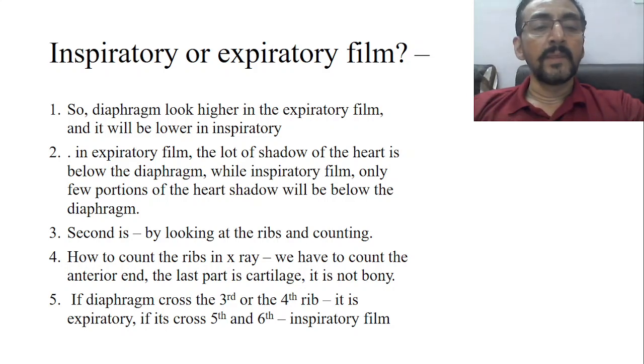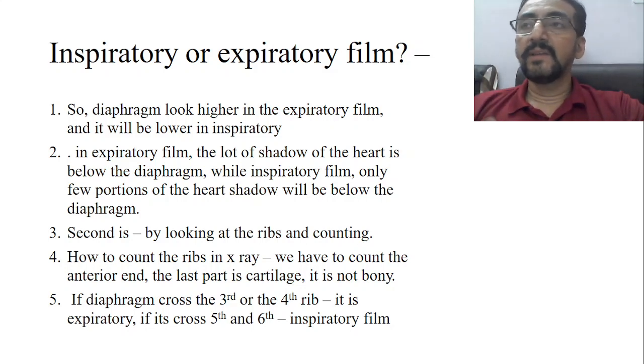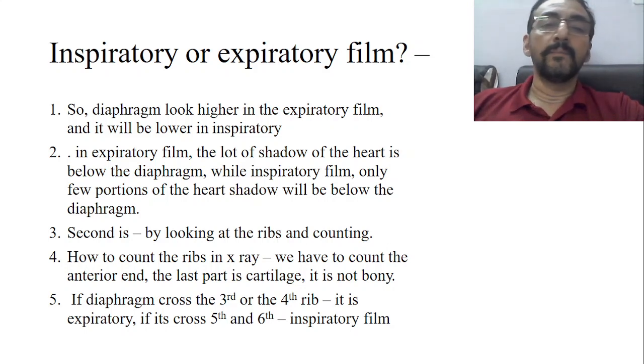Now, when you count the ribs, if the diaphragm is at the level of the third or fourth rib, it suggests that this film has been taken in expiration, because the lung is not expanded over here. But if the diaphragm crosses the fifth or sixth rib, then it suggests that it is an inspiratory film or a normal film.